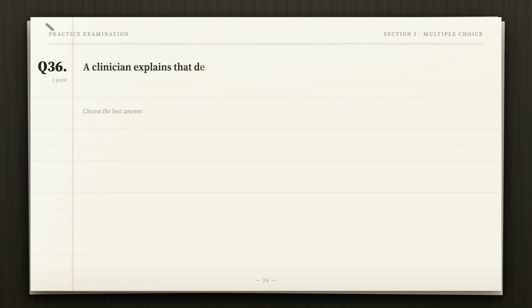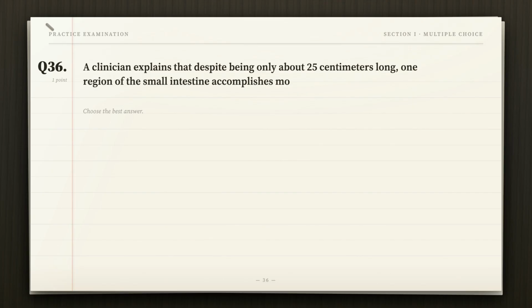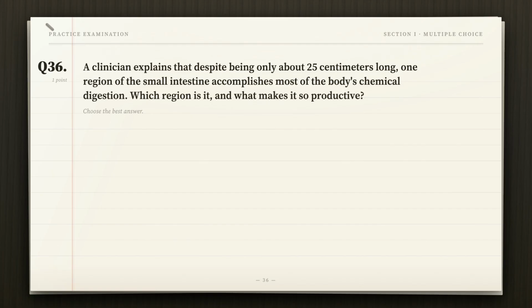Question 36. A clinician explains that despite being only about 25 centimeters long, one region of the small intestine accomplishes most of the body's chemical digestion. Which region is it, and what makes it so productive?